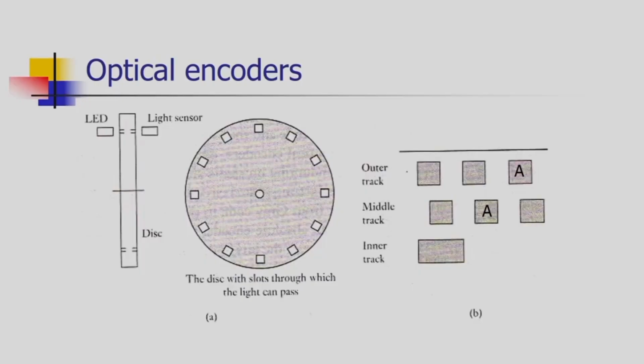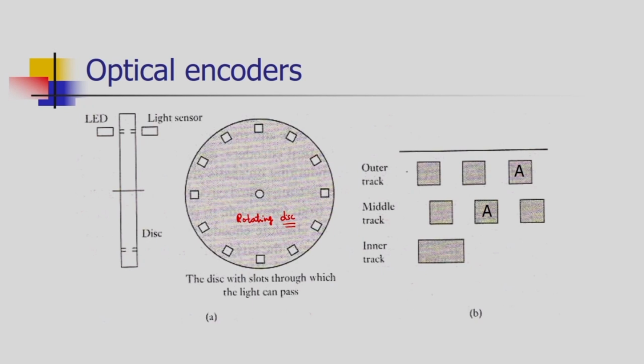Now, we will see how to measure the motion in angular mode. For this purpose, optical encoders are used. A typical optical encoder can be seen on your screen. It has a rotating disc. This disc is mounted on the element of which we want to measure the angular motion.